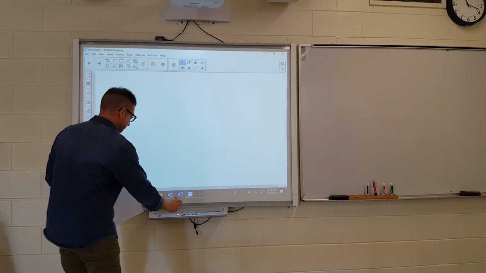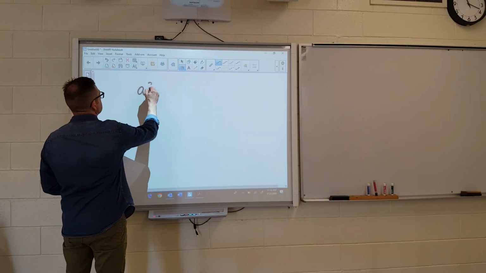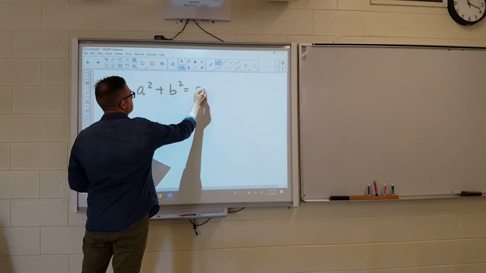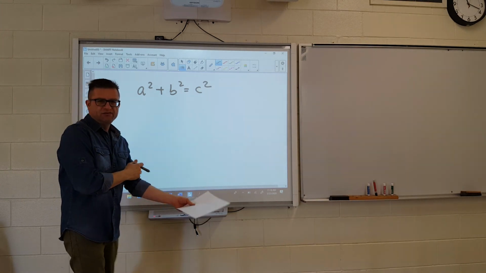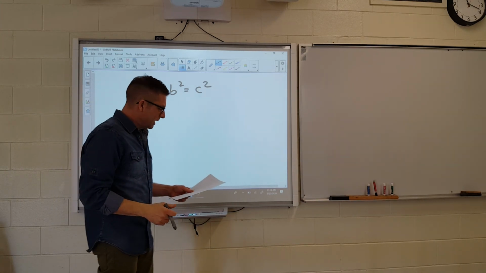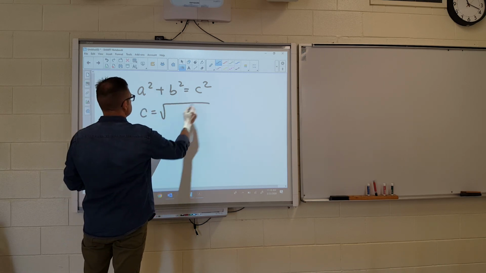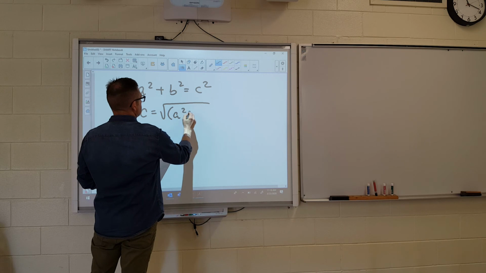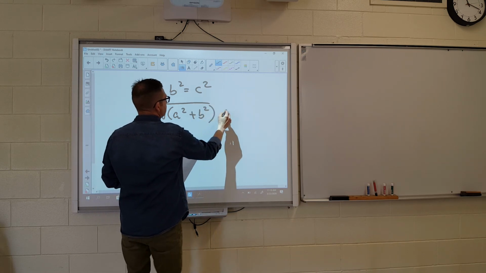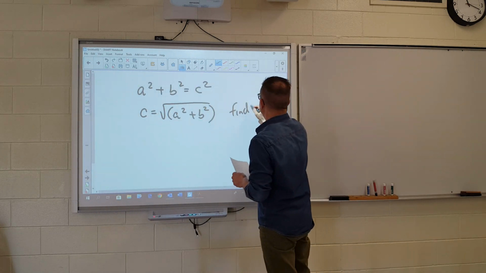So a squared plus b squared equals c squared. That's the one you're always going to get on your formula sheets and stuff in the textbook. But here are 3 really nice variations of that. So c equals the square root of a squared plus b squared. So this is for finding the hypotenuse.